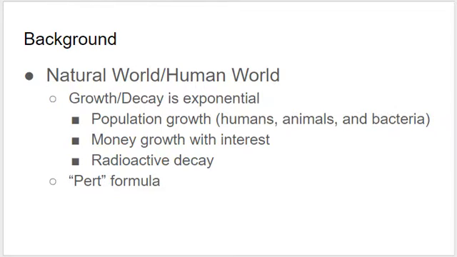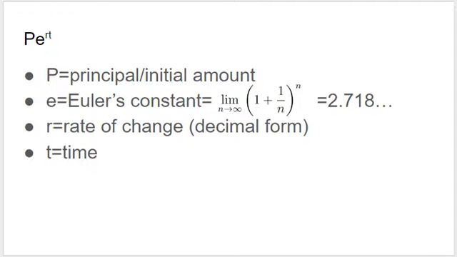We solve exponential growth and decay problems with a formula called PERT. PERT is represented by the formula P times e to the power of r times t. Each of these variables represents each of the following. P is the principal or the initial amount. It's the amount you start with. E is Euler's constant, which is roughly equal to 2.718.